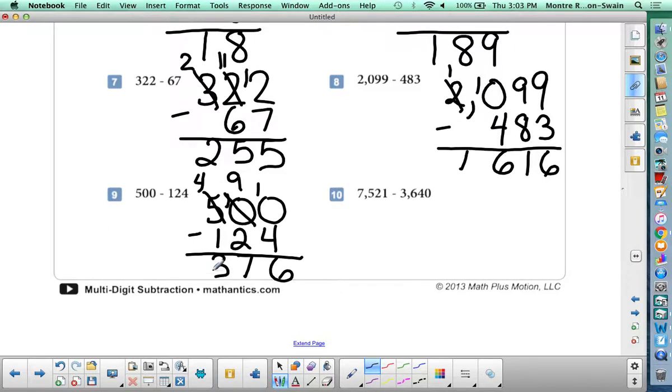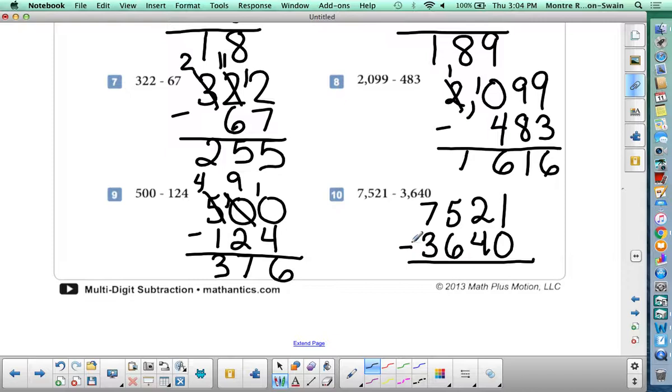Last problem that we are checking, 7,521 minus 3,640. Please make sure that your thousands, hundreds, tens, and ones are lined up. Starting in the ones place, 1 take away 0 is 1. 2 take away 4 we cannot do, so I'm going to regroup from the hundreds place. Cross out the 5. The 5 becomes a 4. The 2 in the tens place becomes a 12. Now I can subtract. 12 minus 4 is 8.